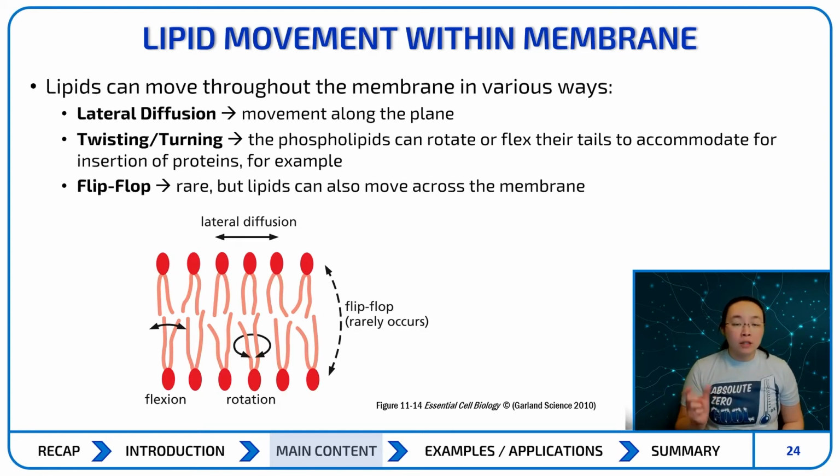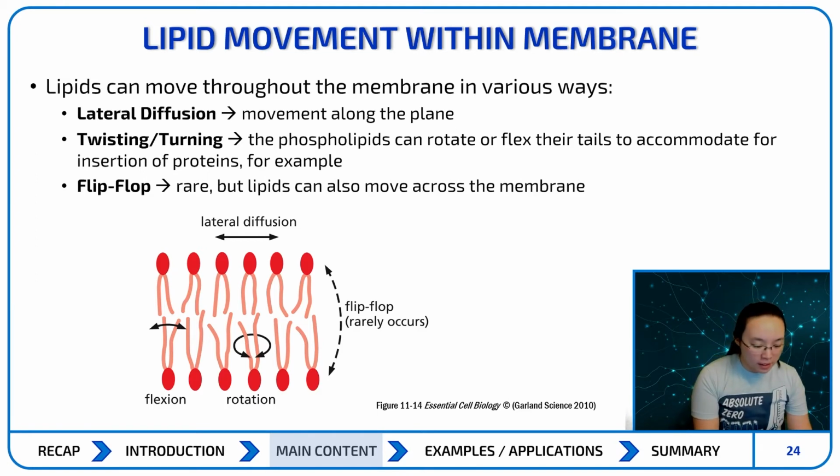You can have your lipids, so looking at the individual lipid, it can twist and turn. So that means your phospholipids can rotate or flex their tails to accommodate for the insertion of proteins or the insertion of different molecules like cholesterol. There's a really rare event that happens, but is very, very common in drug metabolism, and that's lipid flip-flop. So in lipid flip-flop, what happens is one of your lipids just decides to flop over to the other side.